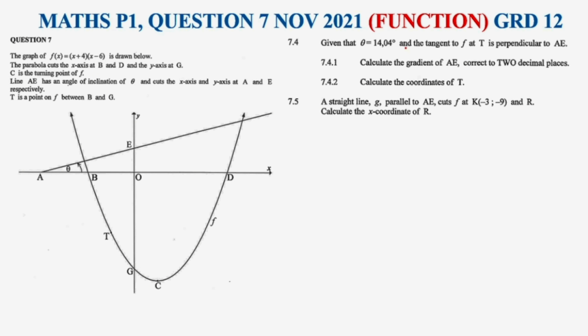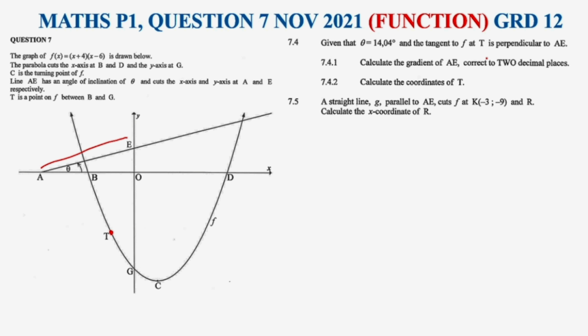7.4 said, given theta is 14.04 degrees and the tangent of f of x at t is perpendicular to AE. Okay, where is t? T is here. So we know that t is perpendicular to AE. There's line AE there. There's our AE there. So there's t. So they said they are perpendicular.